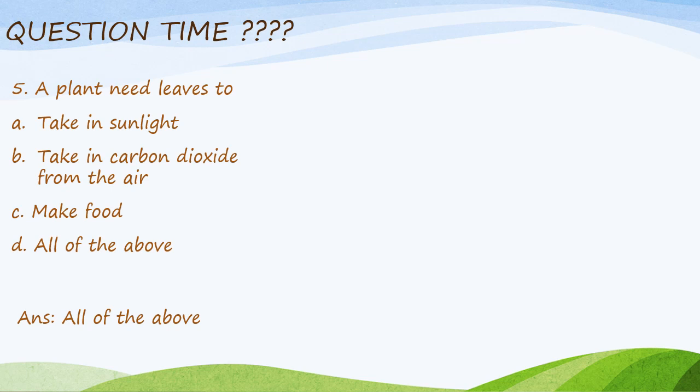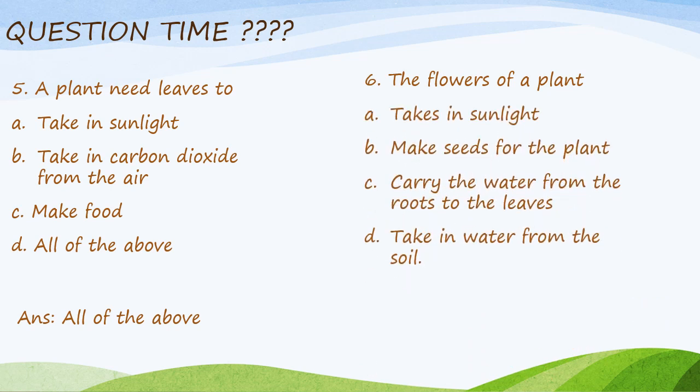Question number 6. The flowers of a plant take in sunlight, make seeds for the plant, carry the water from the roots to the leaves, take in water from the soil. Answer: make seeds for the plant. So the main function of the flowers is to make seeds for the plant. We'll move to the next question.